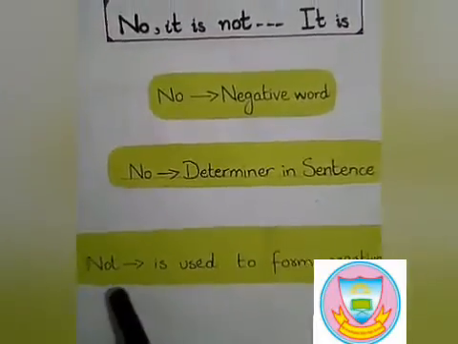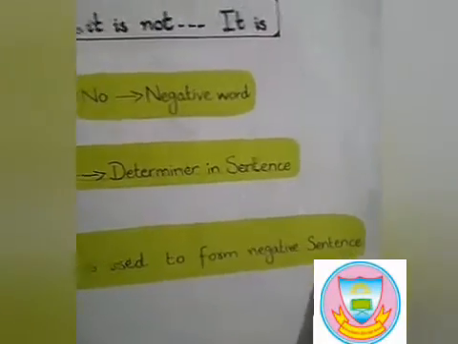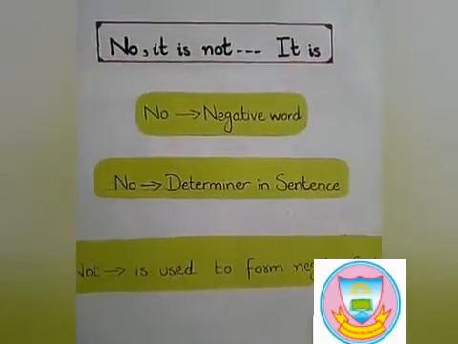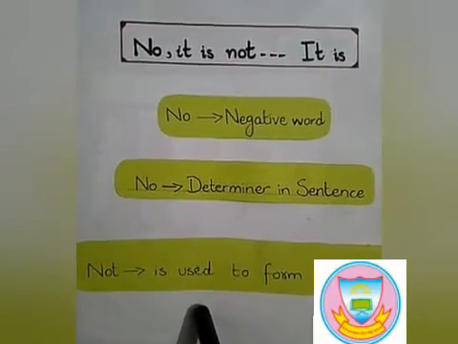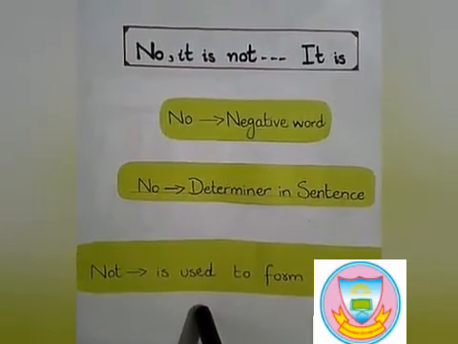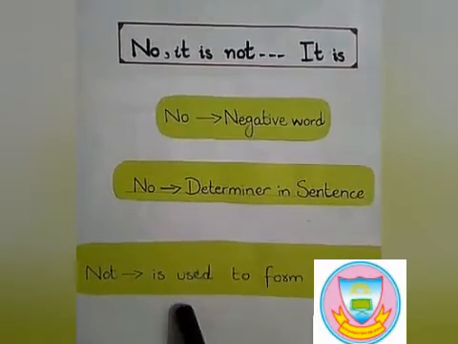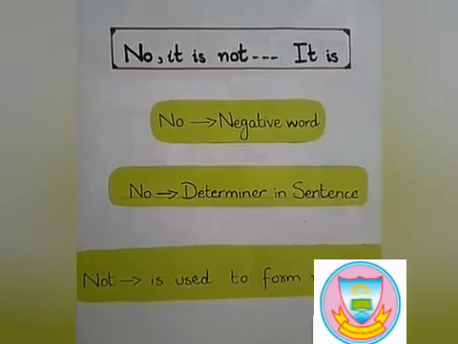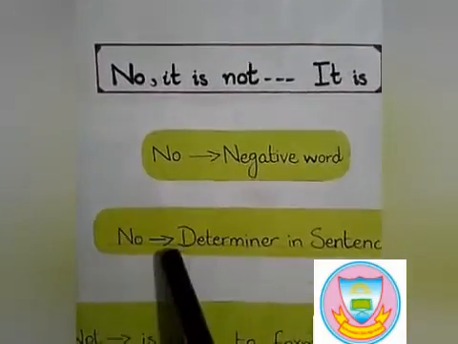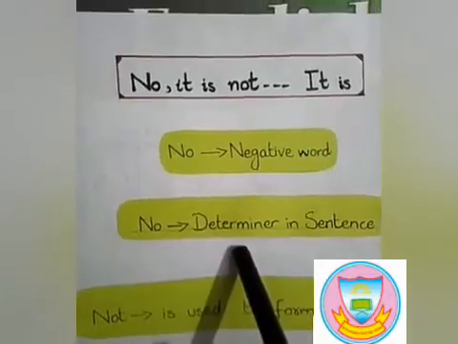Now, "not". "Not" is used to form negative sentences. For example, I ask you, "Are you studying?" Then you answer me, "No, I am not studying." Which shows "not" is used to make a complete negative sentence, whereas "no" shows quantity and is used as a determiner.